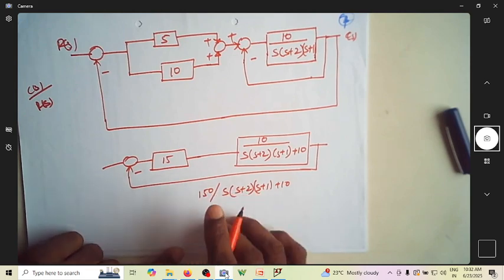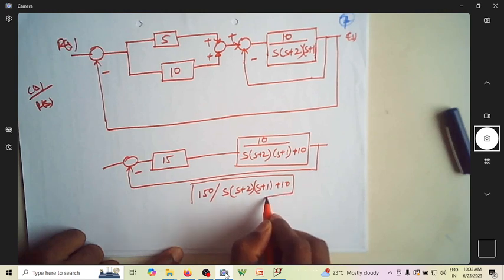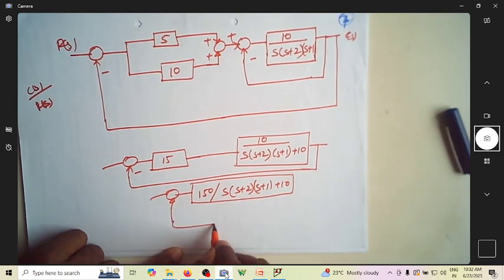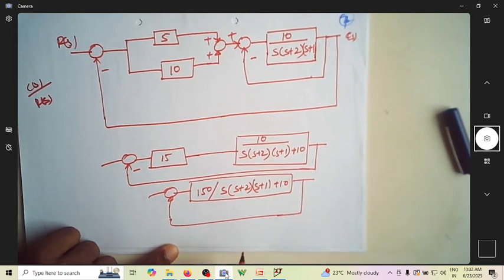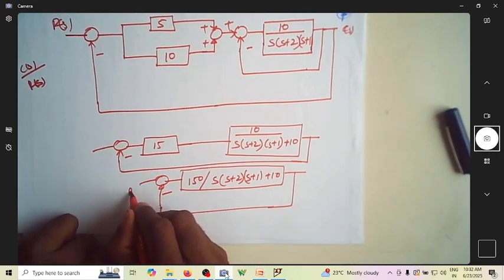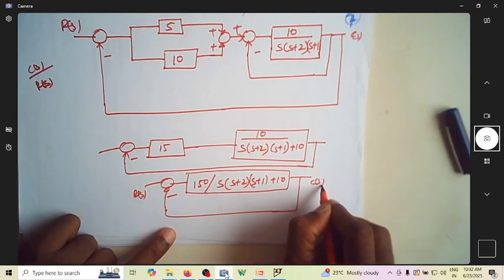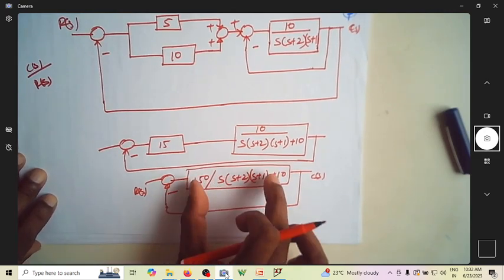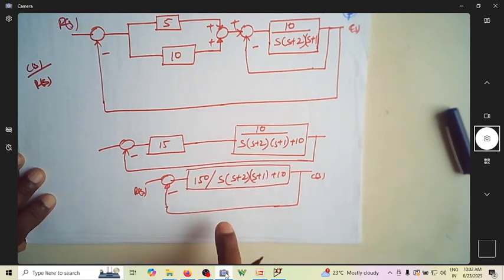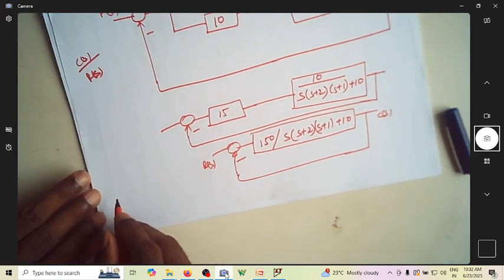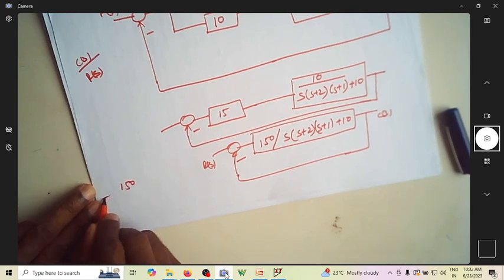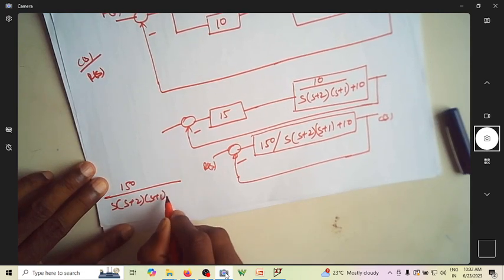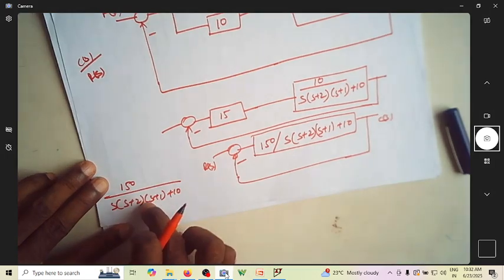So now once you're done with this, can I write this as a single block, and then just write this as the ultimate thing? So this is minus, so this is RFS CFS. Then what is the feedback of this one? What I said was you retain this as it is plus the denominator into HFS. So I'll retain this as it is: 150 divided by s into (s plus 2)(s plus 1) plus 10. So this is the term as it is.